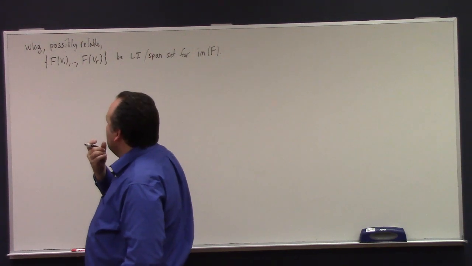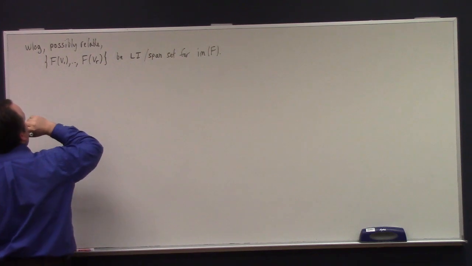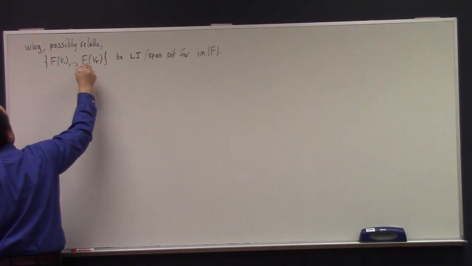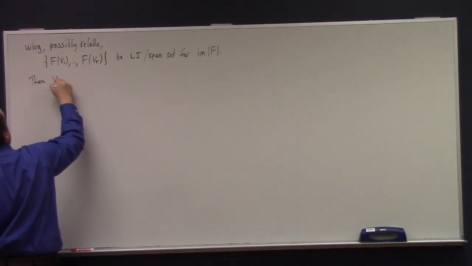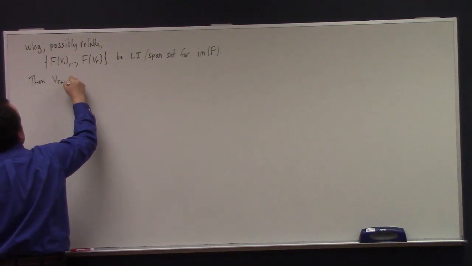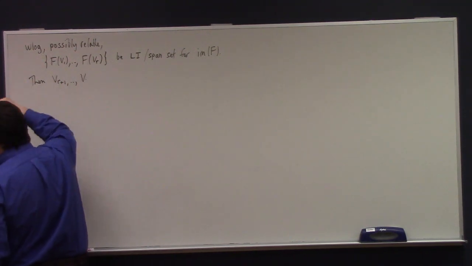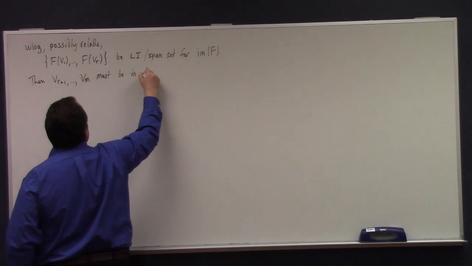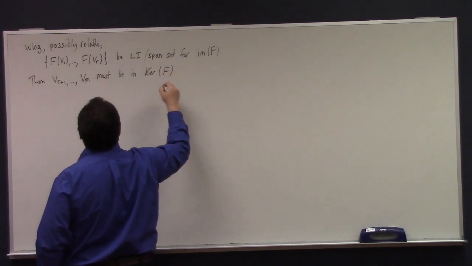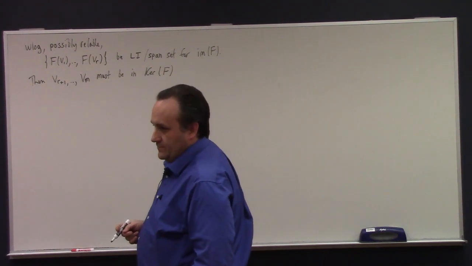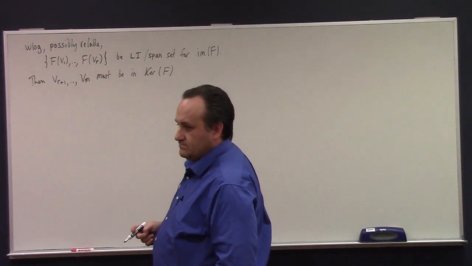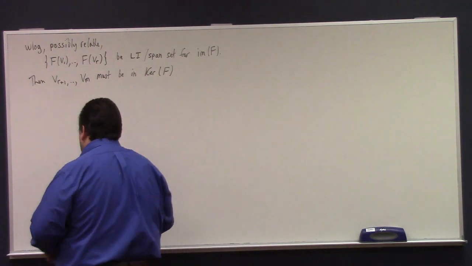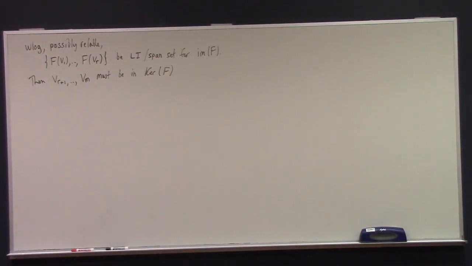So it follows then that in this nomenclature, v r plus 1 and so forth, all the way until I get to vm, must be in the kernel of f. And so, what does this all mean?